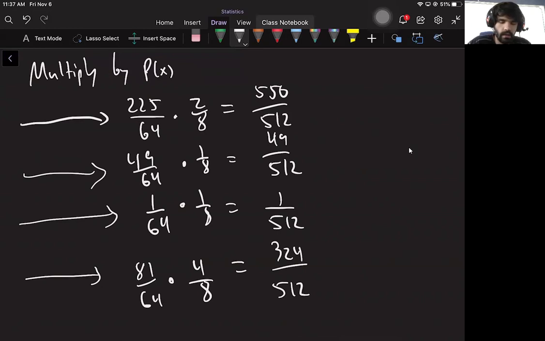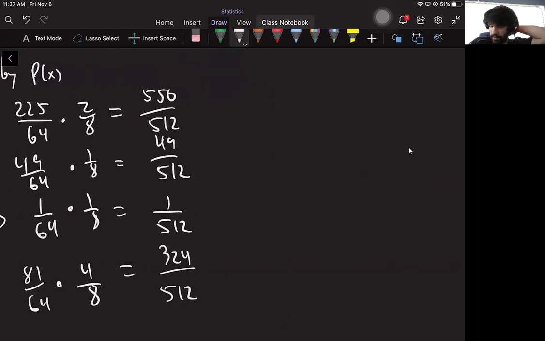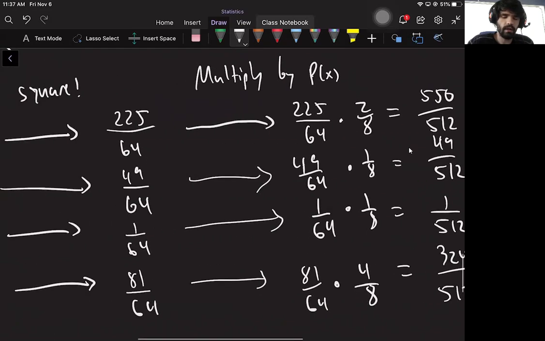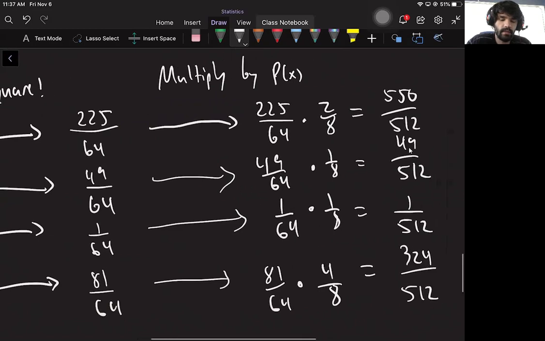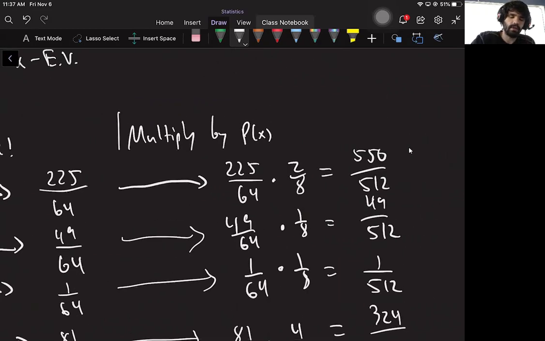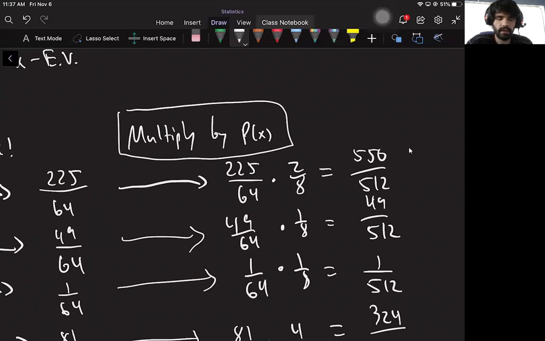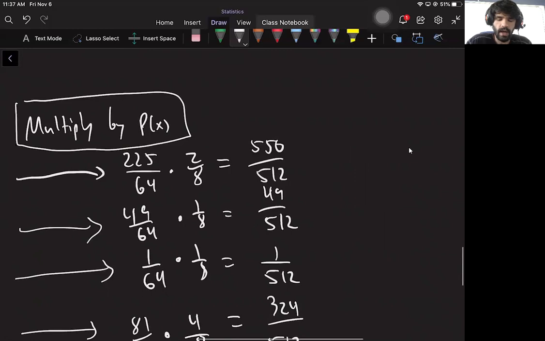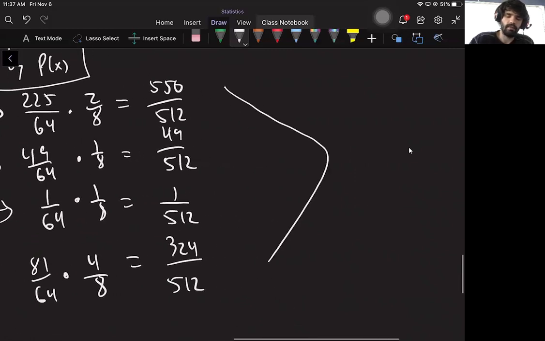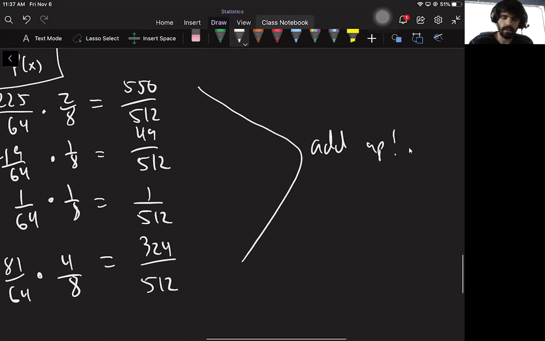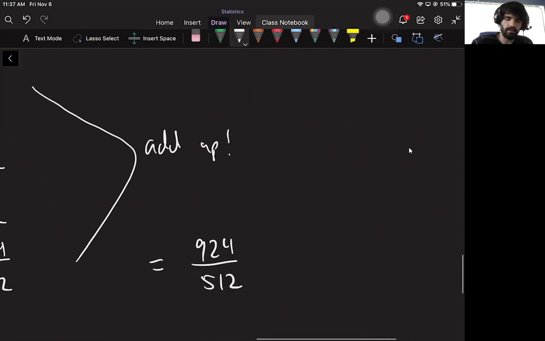Okay. And now, what did we do next for standard deviation? This was after squaring and doing it for each data point. That's what multiplying by the probability is doing. It's accounting for the fact that instead of having data points, we have probabilities. So now what we do is we add them all up. That's what we did next in the standard deviation. So we add these up. I'm just going to skip that, it takes forever. It's 924 over 512, if you check that. And this would be like the variance.